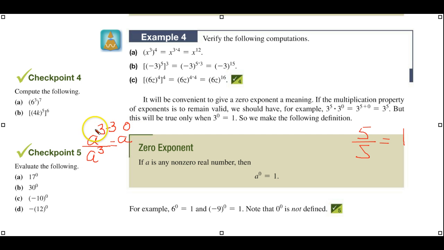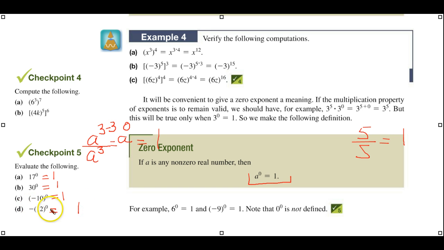Now we also knew that anything divided by itself is 1. So we introduced the rule that anything to the 0 power is equal to 1. And we see it here, and we see it worked out there. All of these, by the way, are 1. This is a 1. This is a 1. This is a 1. Now here, because of the parentheses, 12 to the 0 power is 1.